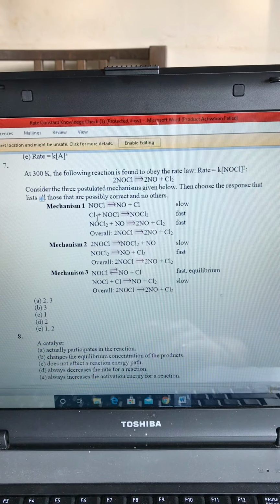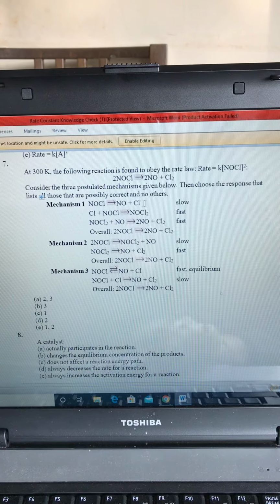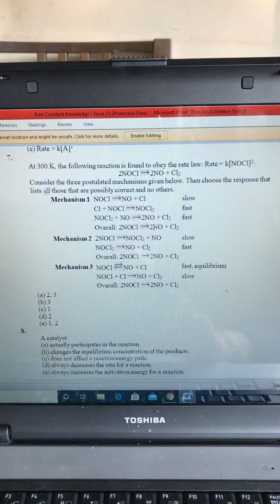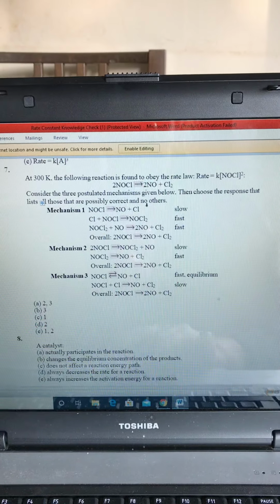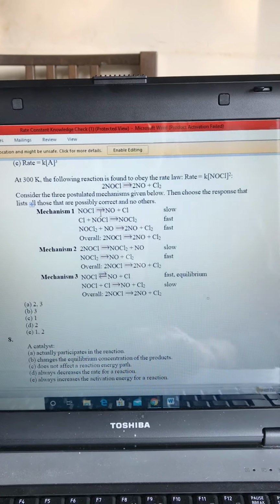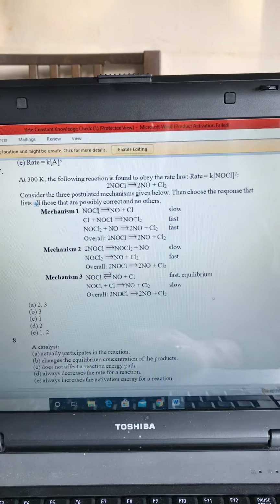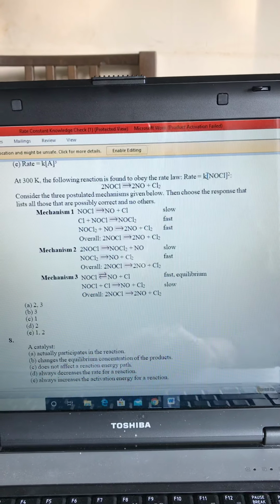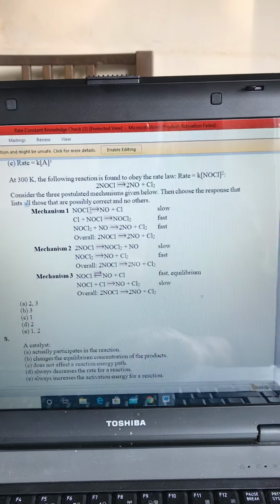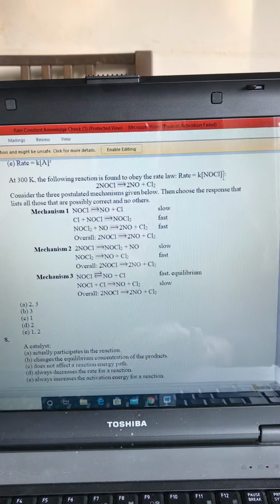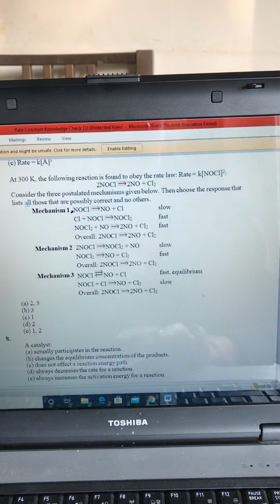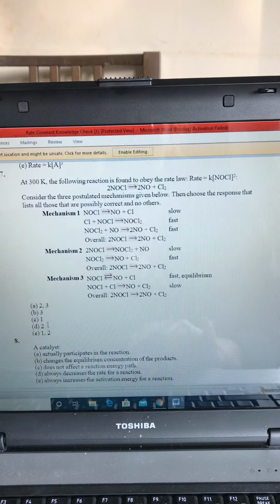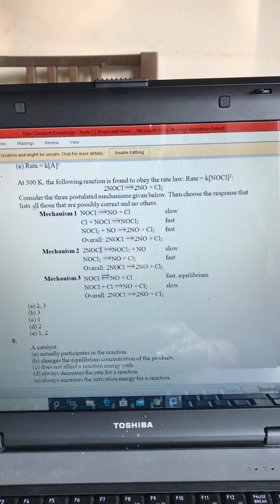if it was mechanism 1, we need to find our rate determining step and see whether that matches. So our rate determining step for mechanism 1 is step 1, and step 1 features NOCl, just like our rate equation. However, the stoichiometry is wrong. So this is raised to the power of 2, and we've only got 1 here, so it can't be mechanism 1, so we can exclude any answers that feature mechanism 1.